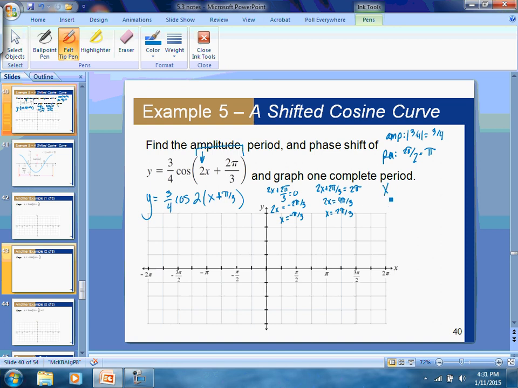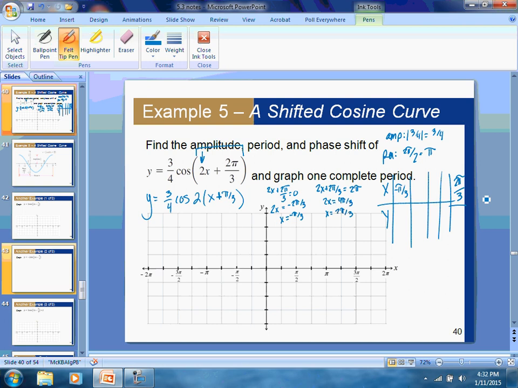So when I make my table of values, x and y, I'm going to start at negative pi over 3. 1, 2, 3. And then I'm going to end at 2 pi over 3. Okay, so it's kind of smushed in there. Okay, there's a lot of little work that we have to do ahead of time here.